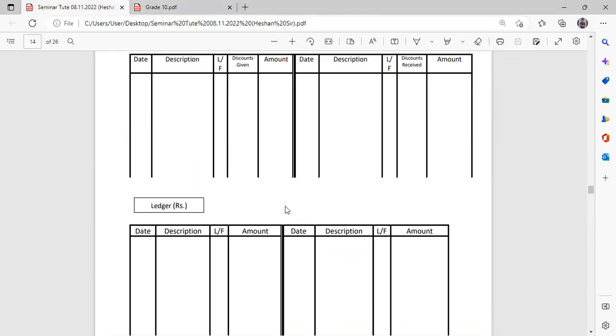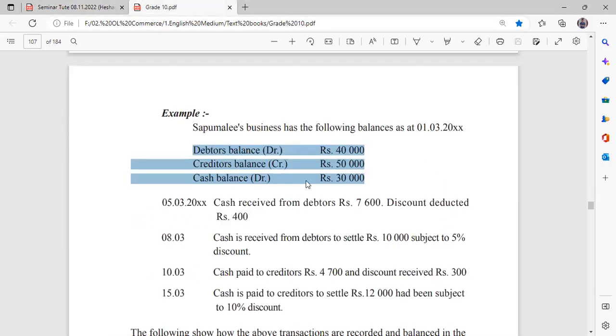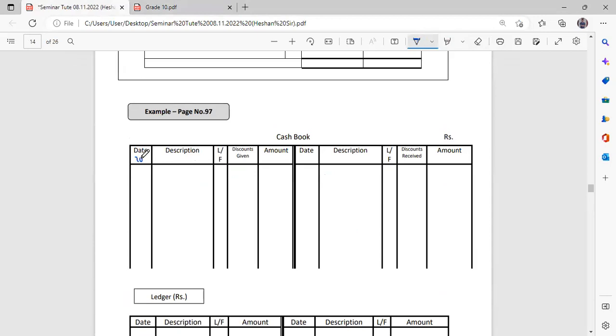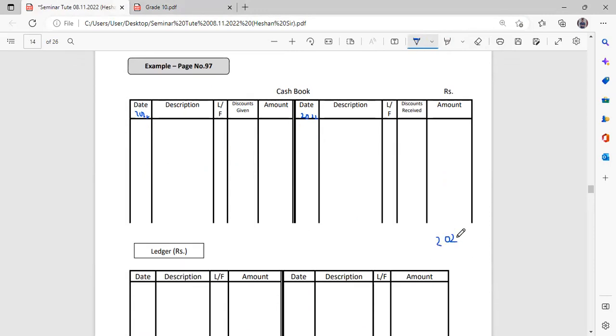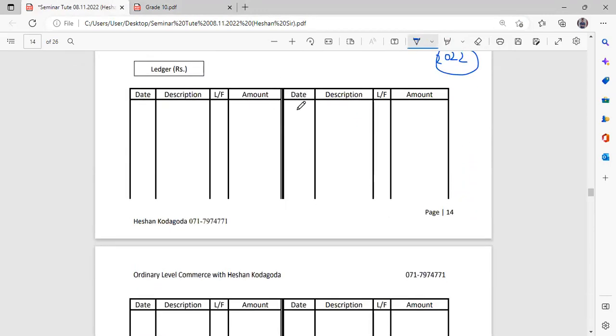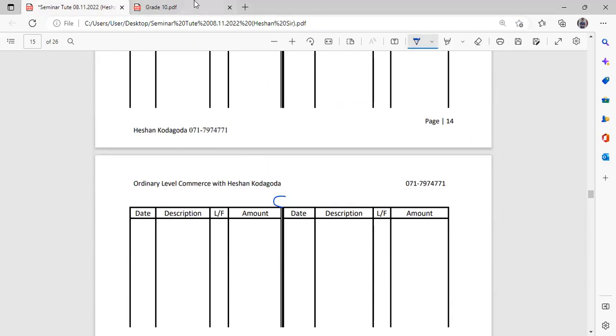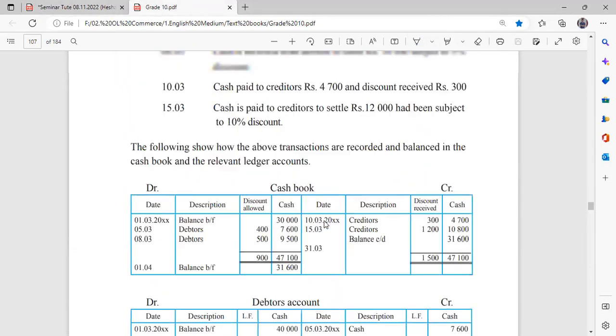So in the general ledger, you need to open a debtors account and a creditors account, and write the balances, right? These are opening balances as at 1st March 2022, which means closing balances as at 28th February 2022. So I told you to write 2022 in the date columns, and in the ledger you need to mention 2022 as well. You need to open a new account called debtors account, and a creditors account. I'm not going to do this because in your textbook we can identify the answer.